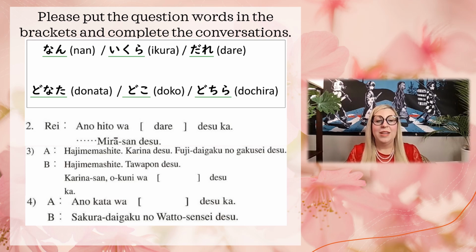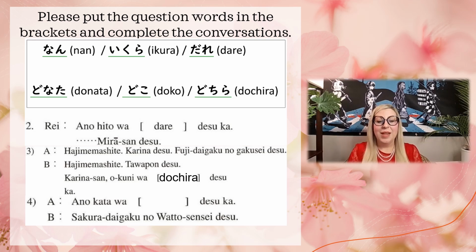And B is hajime mashite, nice to meet you. Tawapan desu. Karina-san, okuni wa blank desu ka? So they're saying nice to meet you, I'm Tawapan. And Karina-san, okuni wa blank desu ka? So okuni is country, so they're asking what country they're from, or where are you from? So we're going to fill that in with dochira. Okuni wa dochira desu ka? Which country do you come from?